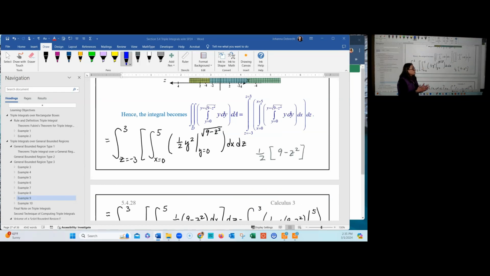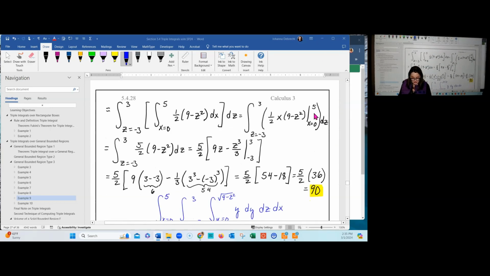When we integrate y with respect to y, we get 1/2 y squared evaluated between y equals 0 and the semicircular top, the square root of 9 minus z squared. This gives us 1/2 times the quantity 9 minus z squared as the new integrand for the double integral on the outside.